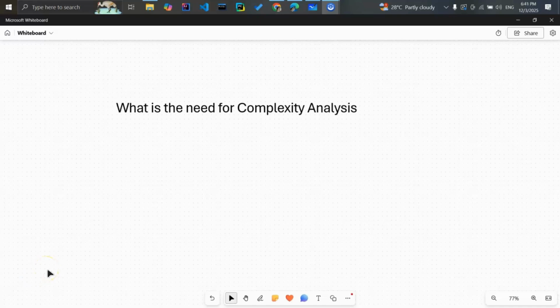The third one is to compare algorithms, right? Example, think you have two sorting algorithms, algorithm A and algorithm B, right? Which one is better? You cannot test every case, right? So, complexity analysis helps you choose the best, right?